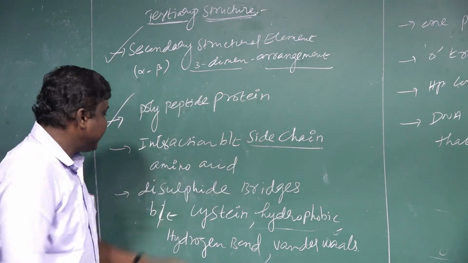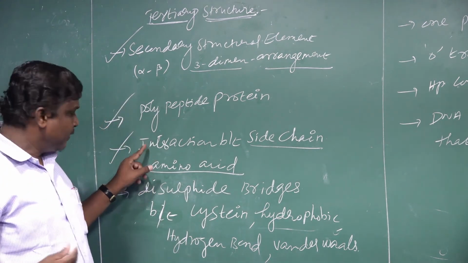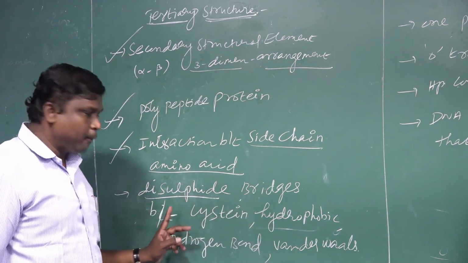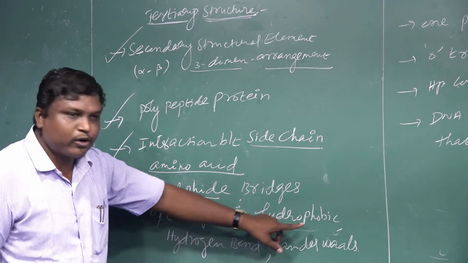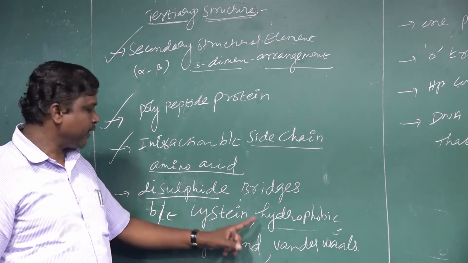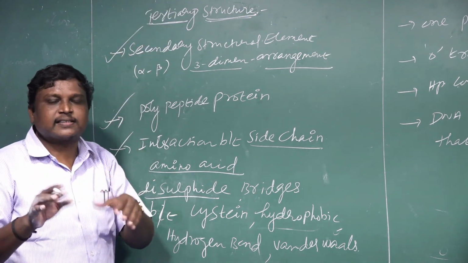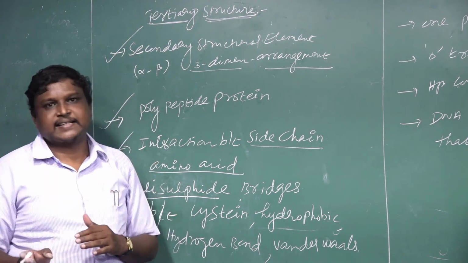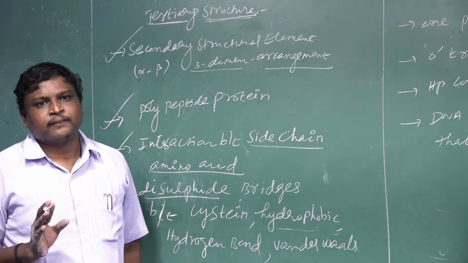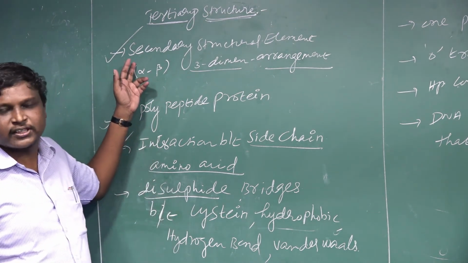Interaction between side chains of amino acids. Next one, it contains a disulfide group: disulfide bridges between cysteine, hydrophobic interactions, hydrogen bonds and weak van der Waals forces. This is known as the tertiary structure. So the tertiary structure contains alpha helix and beta strands. It is a three-dimensional arrangement of the polypeptide.